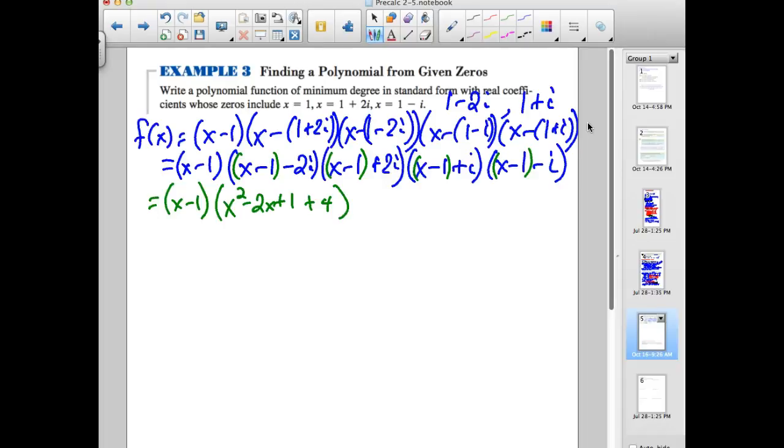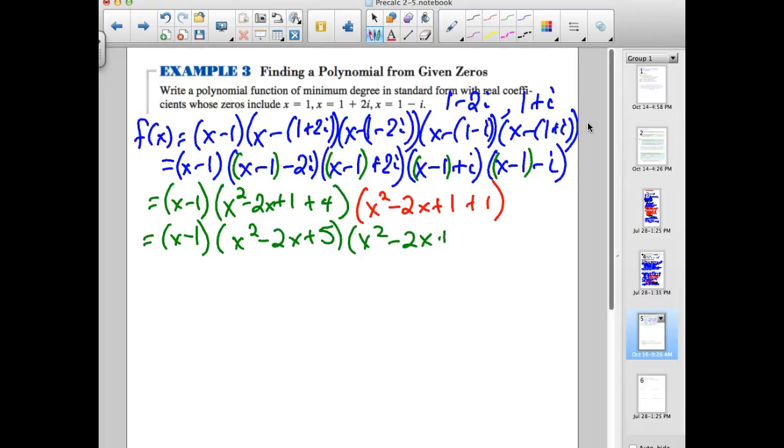Our second set, we're taking x minus 1 times x minus 1 again. So x squared minus 2x plus 1. And then we have an i times a negative i, so negative i squared, which is a 1. Combining like terms, we've got x squared minus 2x plus 5. And we have x squared minus 2x plus 2. All right, let's multiply our two trinomials together.